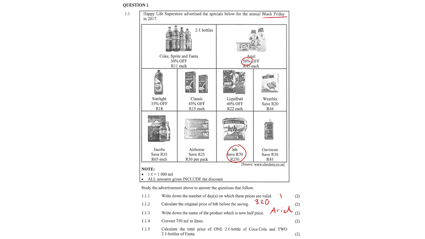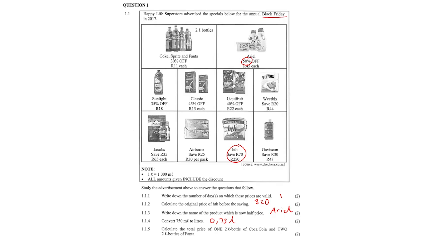Convert 750 milliliters to liters. Well, 750 milliliters is 75% of a liter. So 250 more would have given us that liter. So that's going to be 0.75 liters.